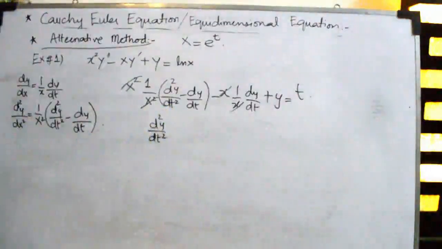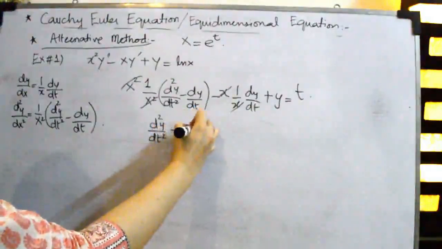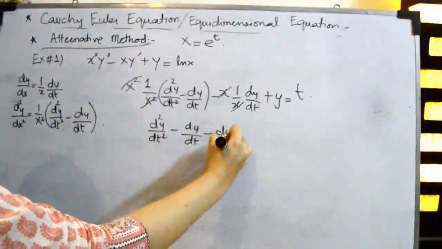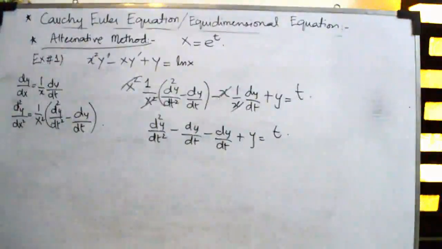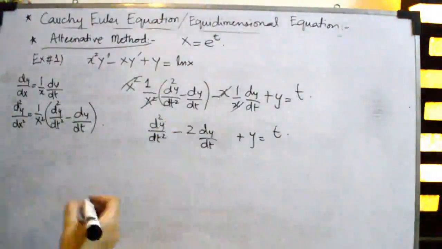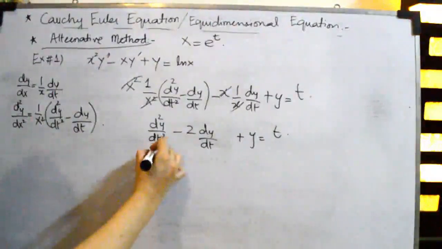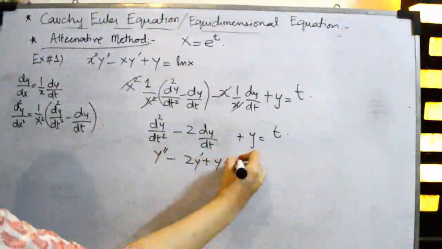Now x is completely eliminated, and there is only one independent variable, that is t. So d2y by dt square minus dy by dt minus dy by dt plus y equals t. That makes it minus 2 dy by dt. So this is a simple equation, and now we can construct the auxiliary equation from it: y double dash minus 2y dash plus y equals t.